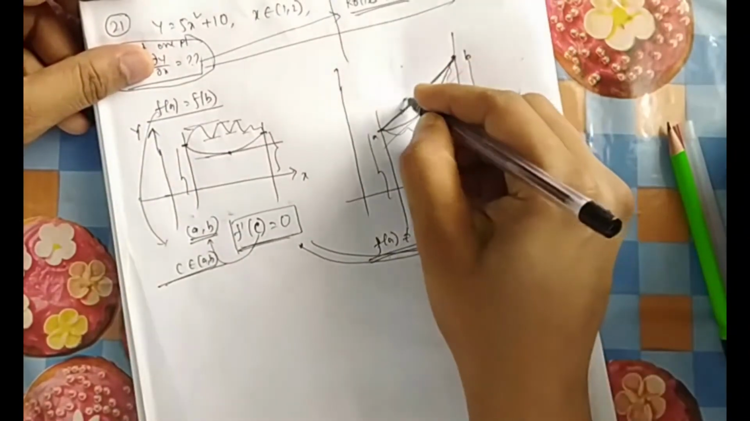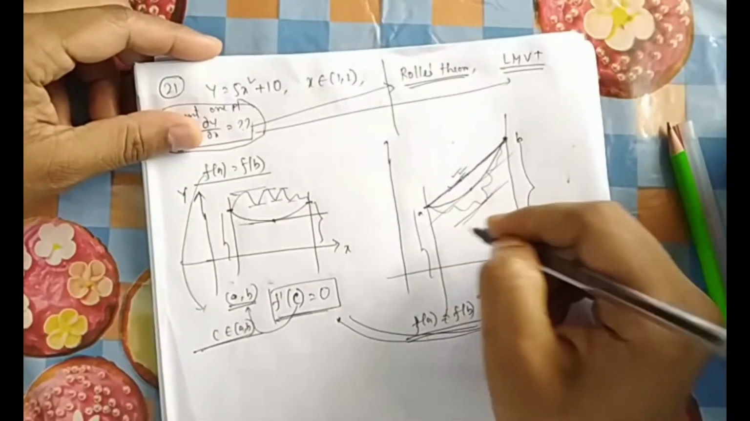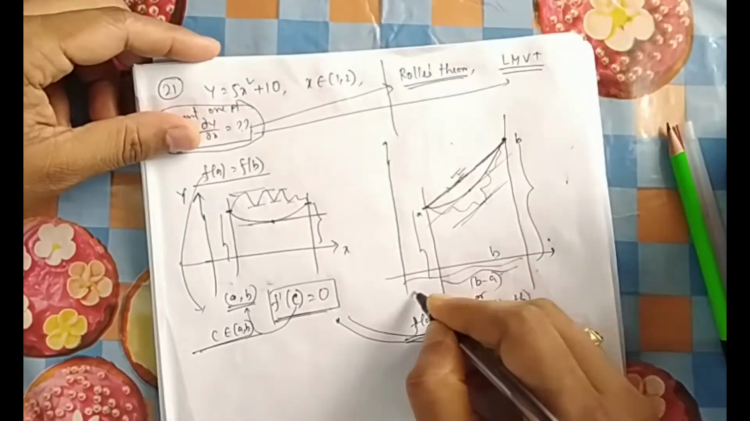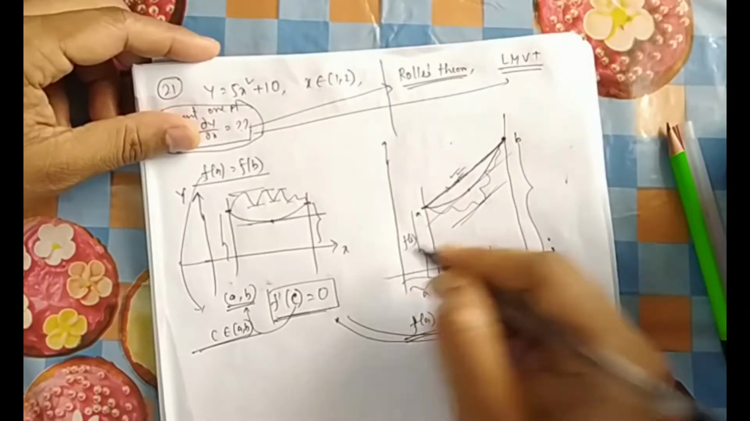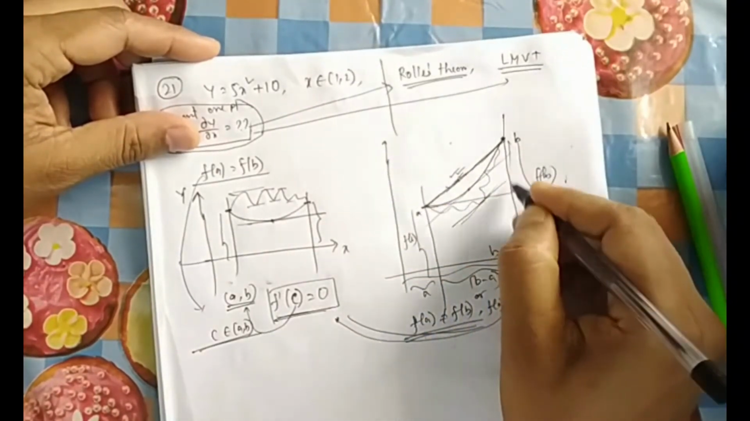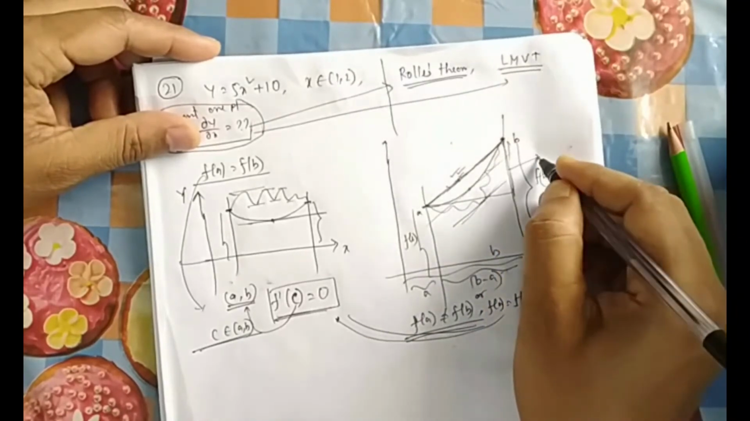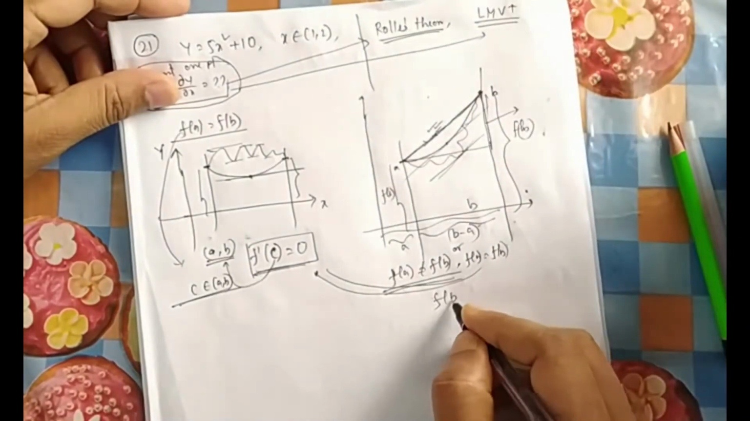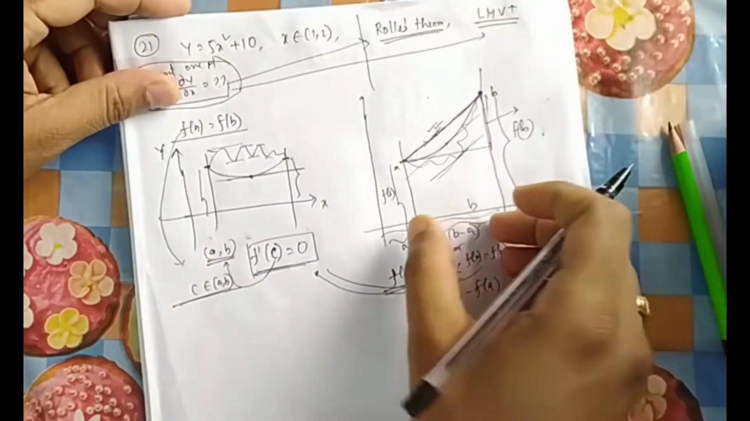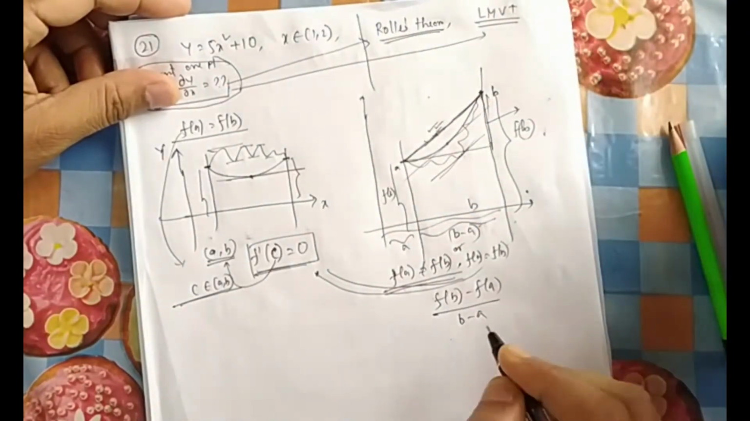So what is the slope of this line? This is the height. What is this gap? B minus A, because this is B and this is A. This is f of A, this is f of B. So what is the height of this line? If I take it from here to here, this height. So the slope of this line is f(b) minus f(a). This is the change in height, f(b) minus f(a), and this is the base change, b minus a. So this is the slope.